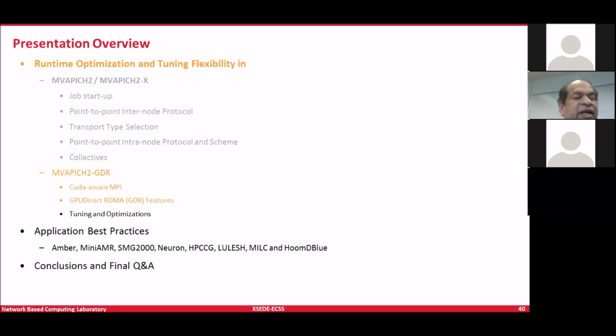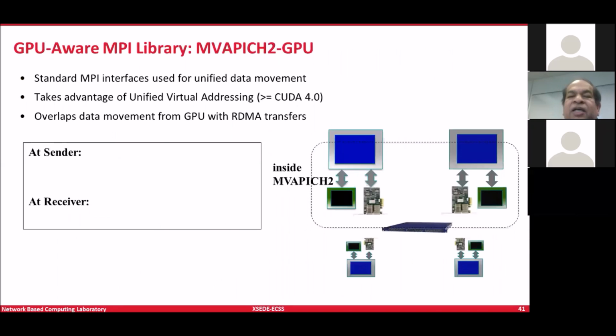So those are the broad MVAPICH to MVAPICH2-X tunings. So let me move into the MVAPICH2-GDR library. This is primarily targeted for the GPU clusters. As many of you might know, over the last several years, GPU accelerator-based systems have been growing. So around 4 years back, we introduced the concept of the CUDA-aware MPI library.